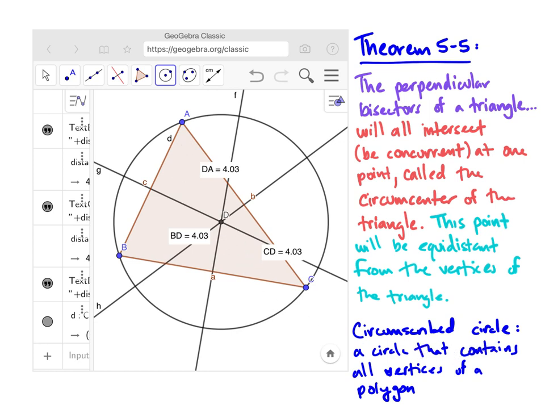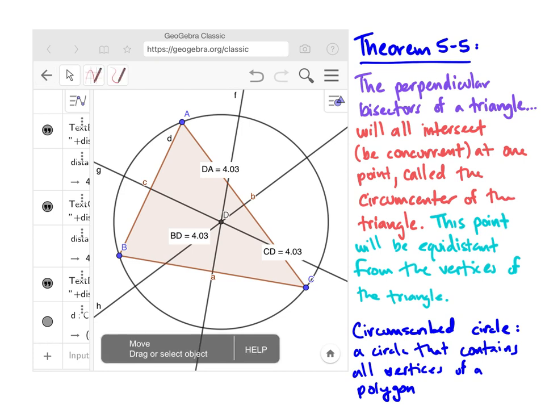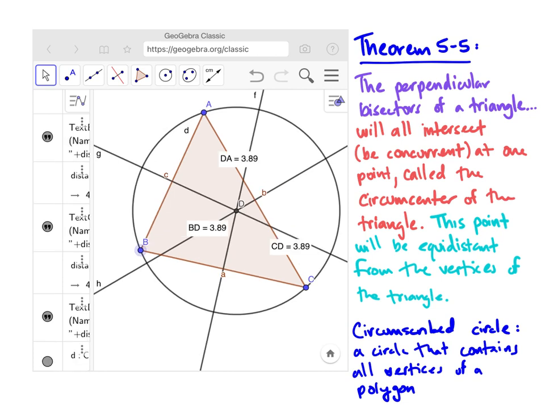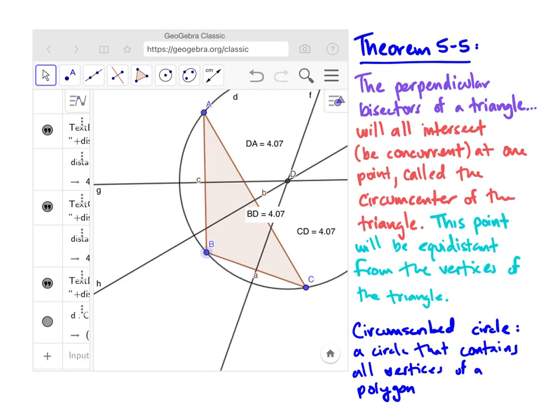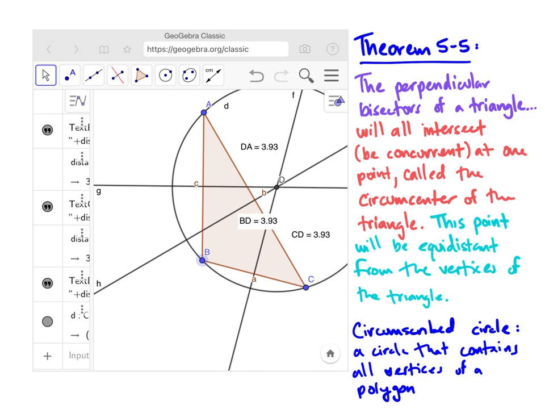And again, just to show you, if I were to change the shape of my triangle, start moving these corners around, you'll notice that the distance from point D out to the vertices always stays the same, even if I make it this obtuse triangle with an angle of more than 90. Point D gets outside the triangle, but it's still the same distance away from all the corners, and that circumscribed circle still exists, where it has a center at D and it contains all the corners of the triangle.